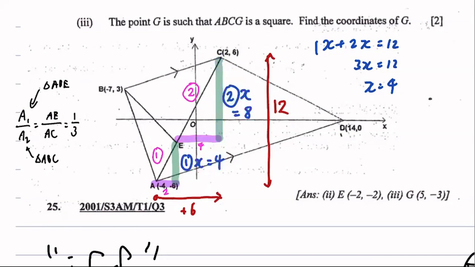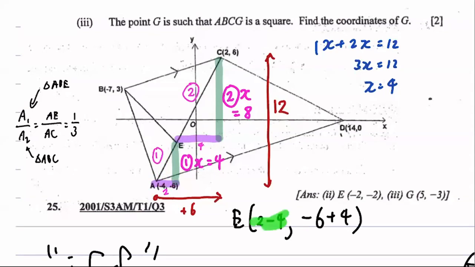What's the coordinates of E now? Coordinates of E. I mean, it's here, but how do you work it out? You take -6 plus 4. Okay, then that's for the y coordinate. Then for x coordinate, you take 2 minus 4. 2 minus 4, yes. Or you can take -4 then +2. Also okay. It's the same thing, right?